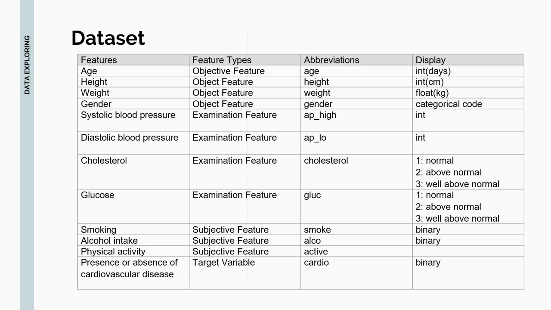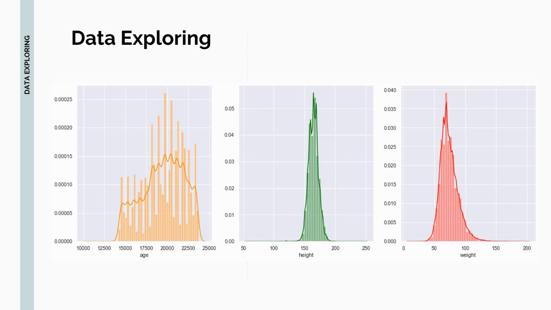There are three types of features: objective features, examination features, and subjective features. Objective features are the factual information of the patients. Examination features are the data from the clinical examination. Subjective features are the data obtained directly by inquiring the patients. Some features are numerical, some features are categorical, but our target variable is binary.